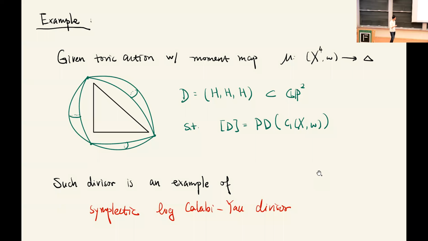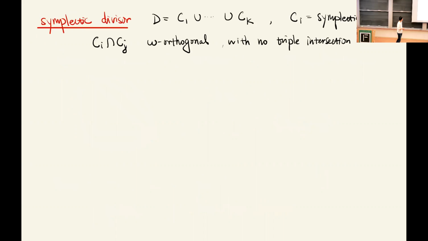I will give you a formal definition of what this divisor is, and then talk about some properties and try to make connections with toric actions. By a symplectic divisor, because we're in dimension 4, codimension 2 just means it's a surface. A divisor is a union of symplectic surfaces, and we require that any 2 of them intersect omega-orthogonally with no triple intersections. That means at every intersection point, exactly 2 components intersect.